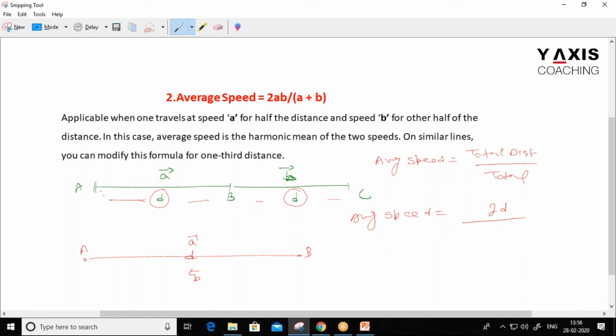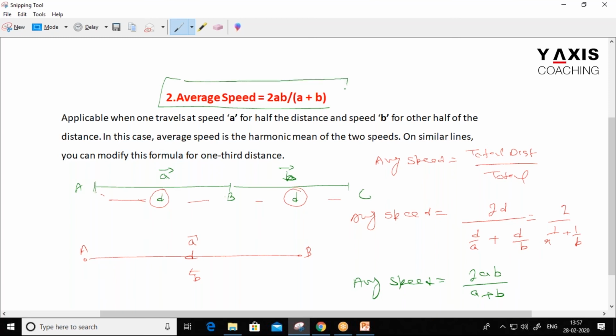What is the time taken from A to B? Time is equal to distance by speed. So distance is d, speed is a, so we can write d by a, and the next one is d by b. And if I take d common from numerator and denominator, we cancel it out. So it's going to be 2 divided by 1 by a plus 1 by b. And after simplification, we'll get the average speed. We write here: average speed is 2ab divided by a plus b. So that's this. I already proved this formula.